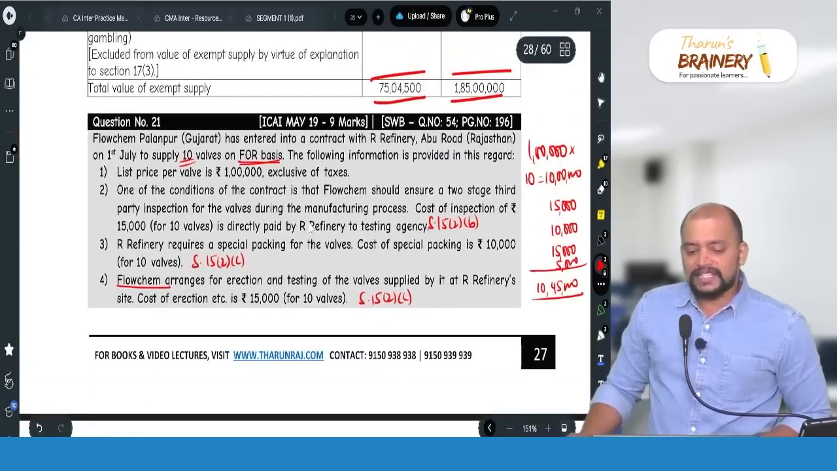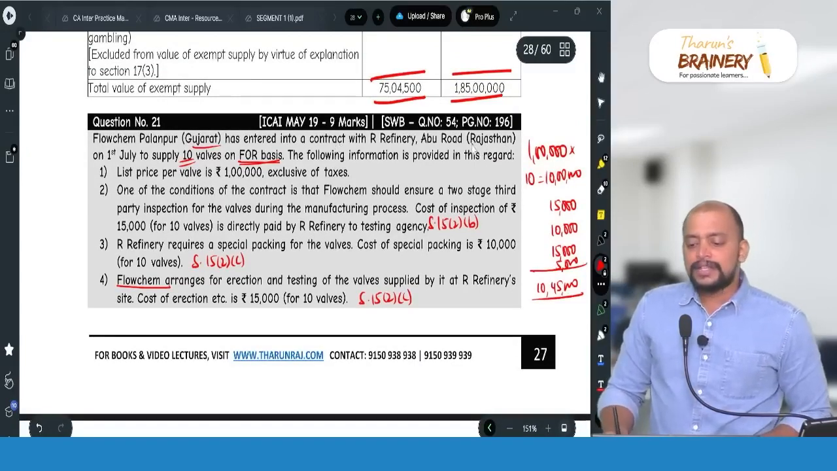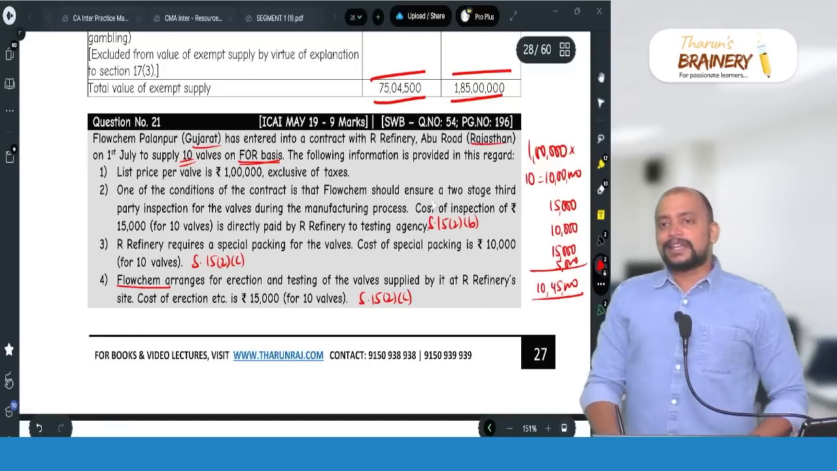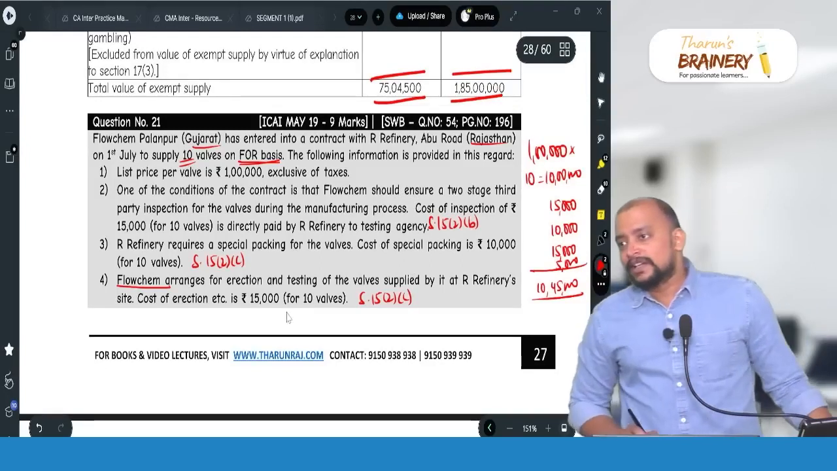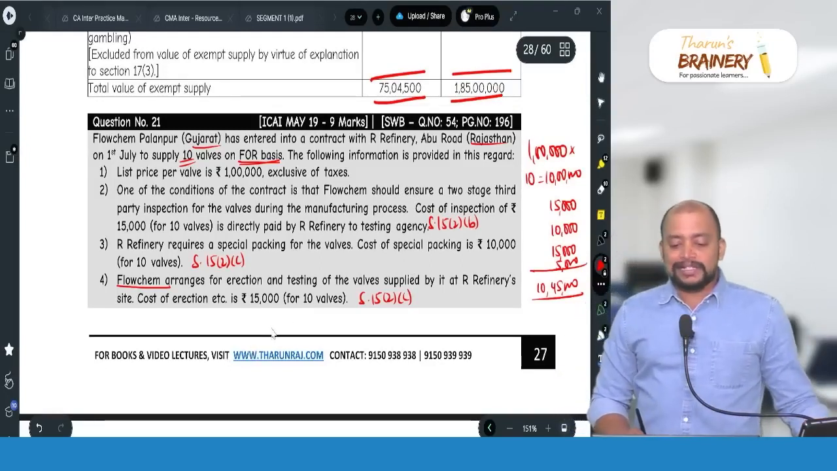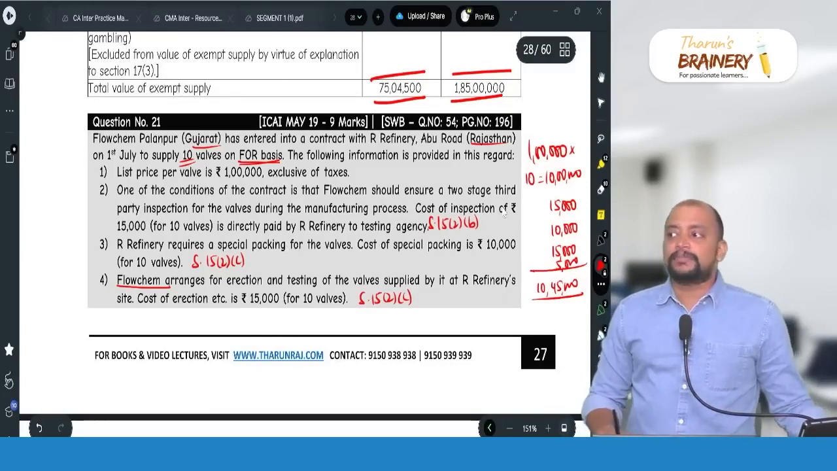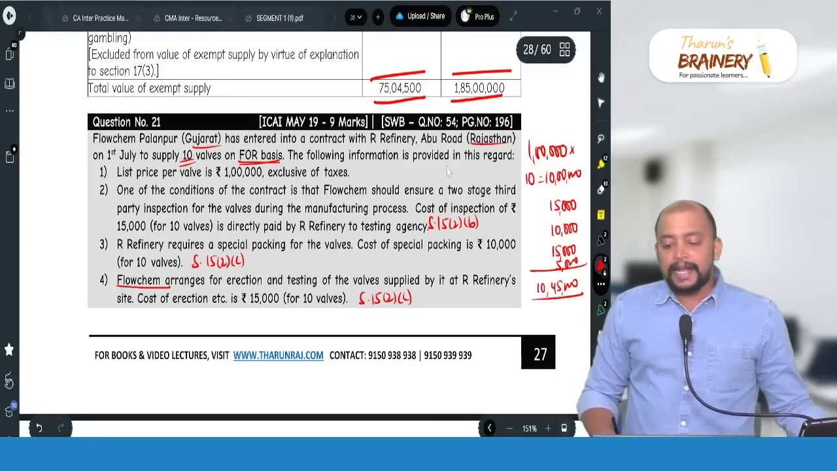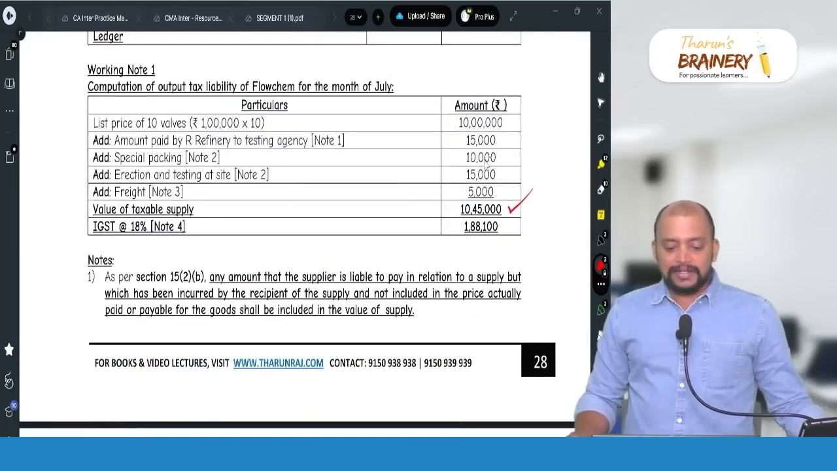Why IGST? Where is the supplier located? Gujarat. And where is the recipient located? Rajasthan. So, therefore, we will be taking interstate 10.1A, supply involves movement of goods, or 10.1D, in case of goods assembled or installed at site. Here they have not given anything about the assembly or installation, so that's why we are applying 10.1A. Ending point of the goods is Rajasthan, interstate supply. Then IGST will be applicable in this case.